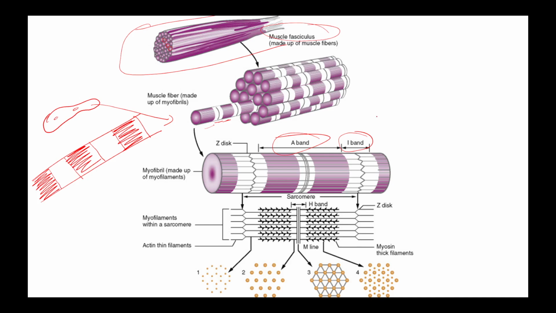However, in the I band area, there is no change in the refractive index of the light. That is why it is referred to as isotropic, and that is why it is referred to as the I band. So there is the A band, which is the dark band, and the I band, which is the light band.